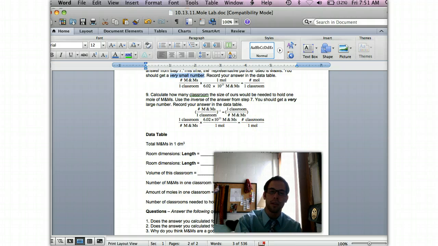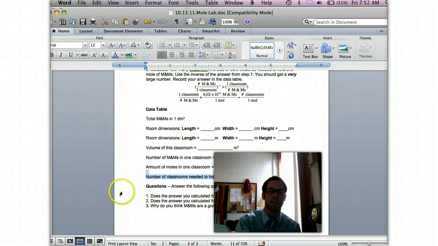The next thing you're going to do is take the number of M&Ms that fit in 1 classroom right here and flip it. So it's 1 over that number. So you're going to take a 1 divided by your answer for here times 6.02 times 10 to the 23rd. That is going to give you a very large number, the number of classrooms needed to hold 1 mole of M&Ms. And then you're going to answer these 3 questions.